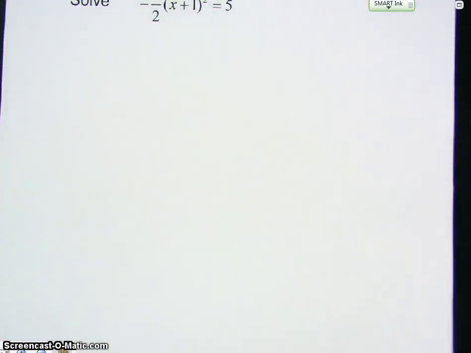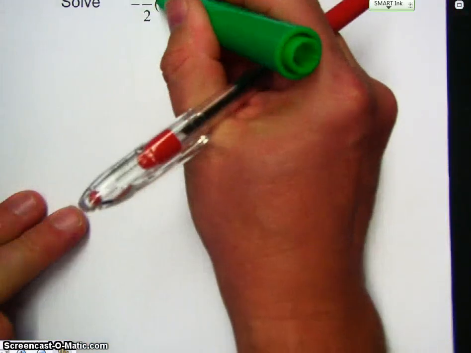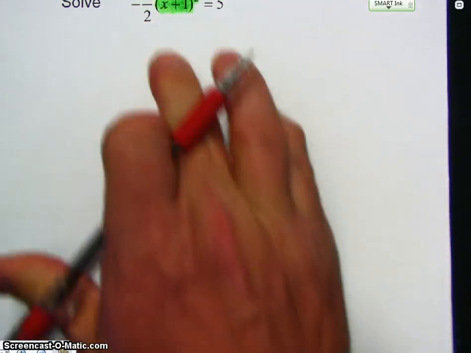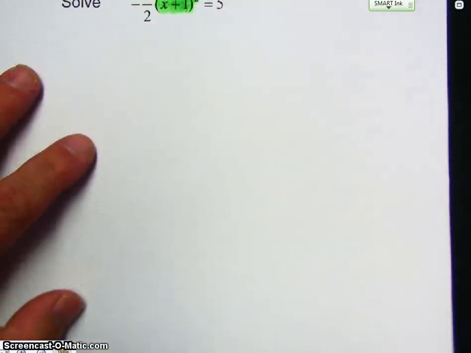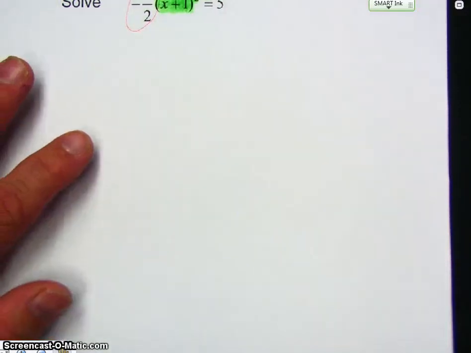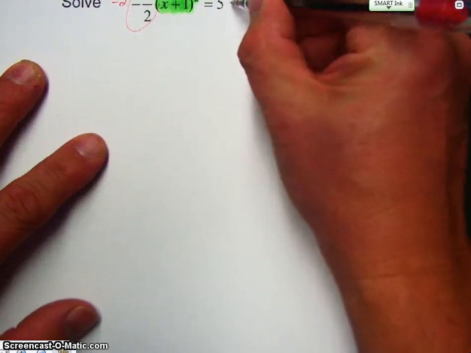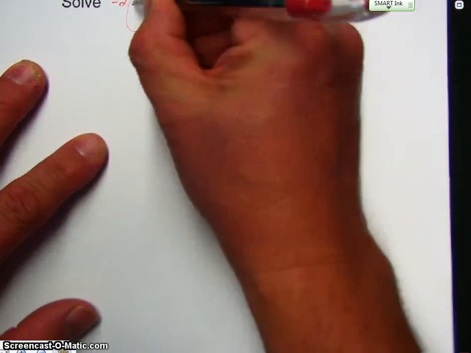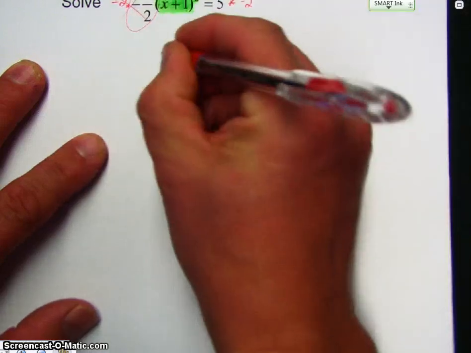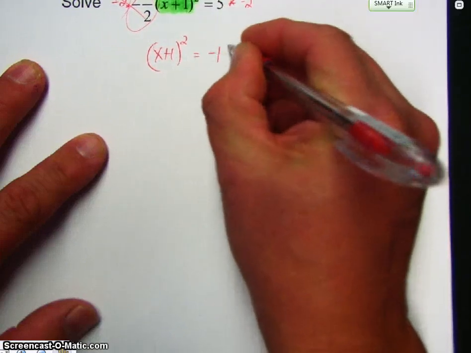The next one. Now you notice this is a little bit different. We have a quantity being squared now. And we've done this in a previous video. So I've got to get rid of the negative 1/2. So you multiply by the reciprocal, so it's negative 2. Multiply by negative 2. So that cancels, and you're left with x plus 1 quantity squared equals negative 10.